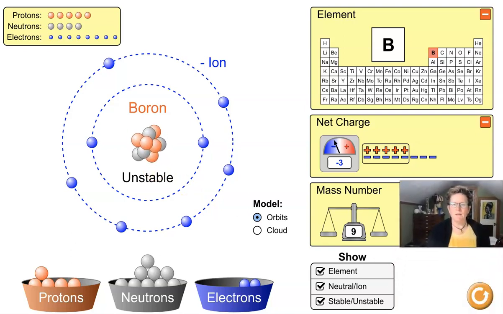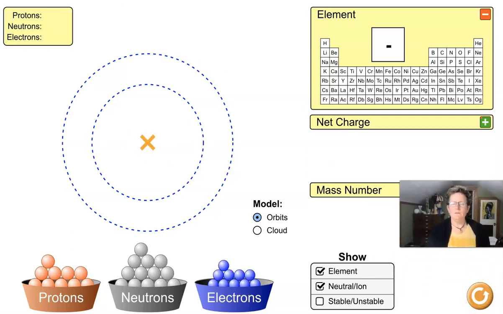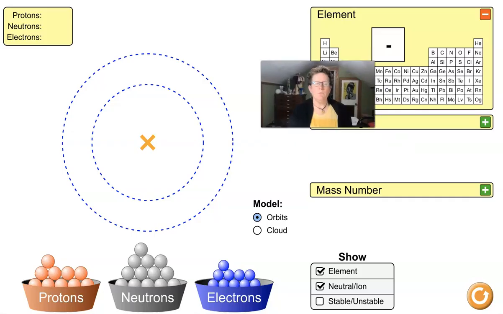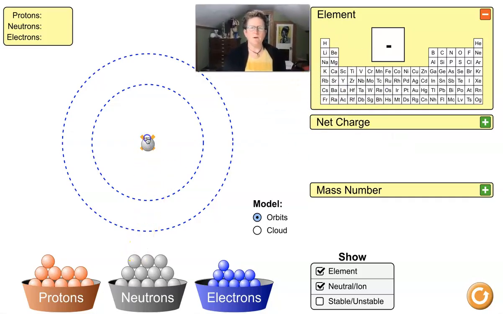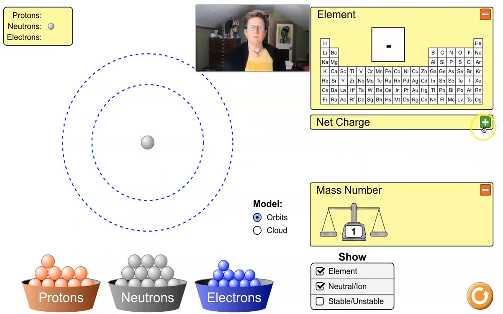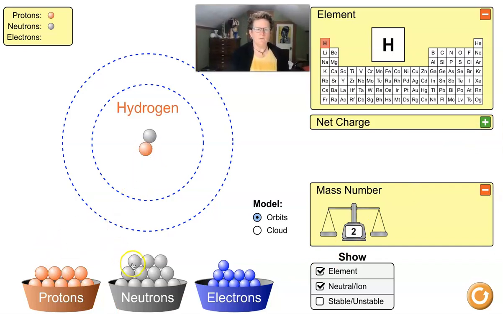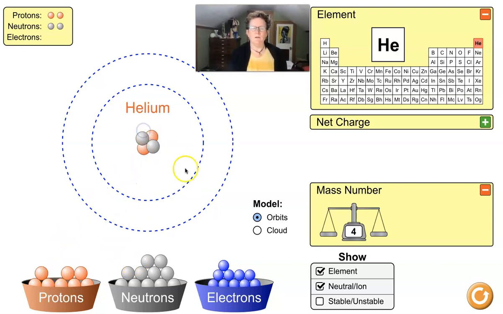If we reset, we can see what affects the mass number here. If we put in a neutron, the mass number goes up to 1. If we put in a proton, we're now up to 2. We put in another neutron, we go up to 3. Put in another proton, we go up to 4. So hopefully you have an idea at this point of what is affecting the mass number.